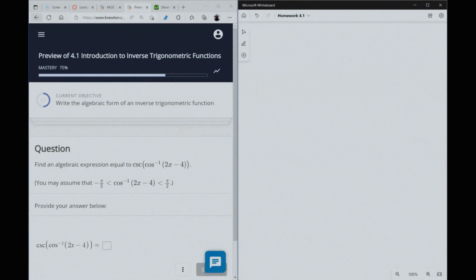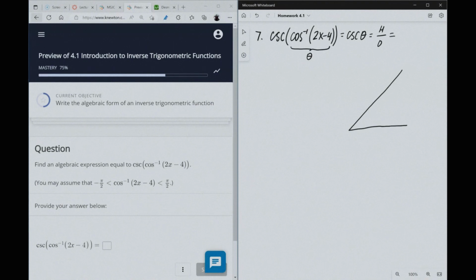We have another one. We have cosecant of cosine inverse of 2x minus 4. We introduce angle theta. The problem is simple. We have to find cosecant of theta. Cosecant of theta is hypotenuse over opposite. I'm sorry, right, so this is cosecant. And we need to draw a triangle with angle theta. This is my adjacent, this is my opposite, this is my hypotenuse.